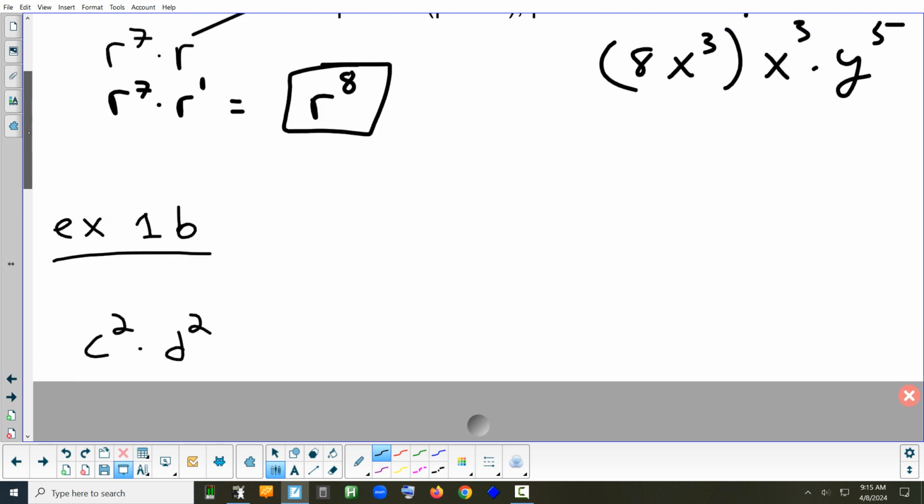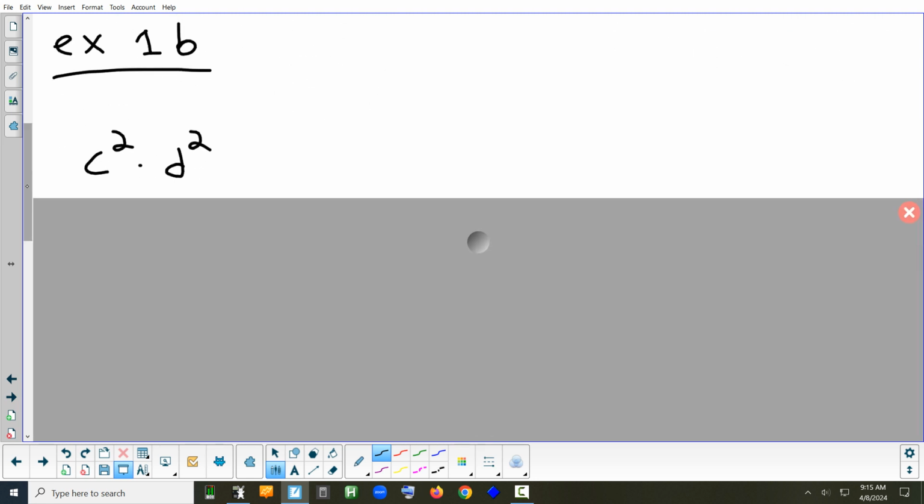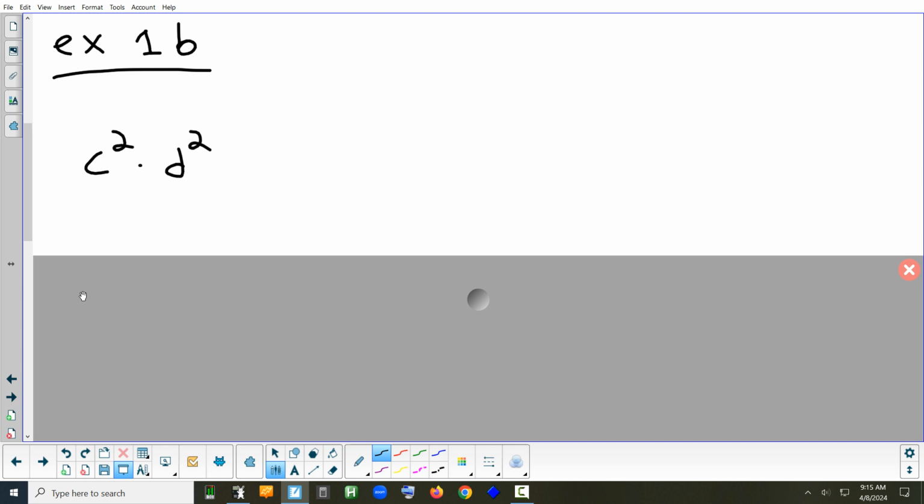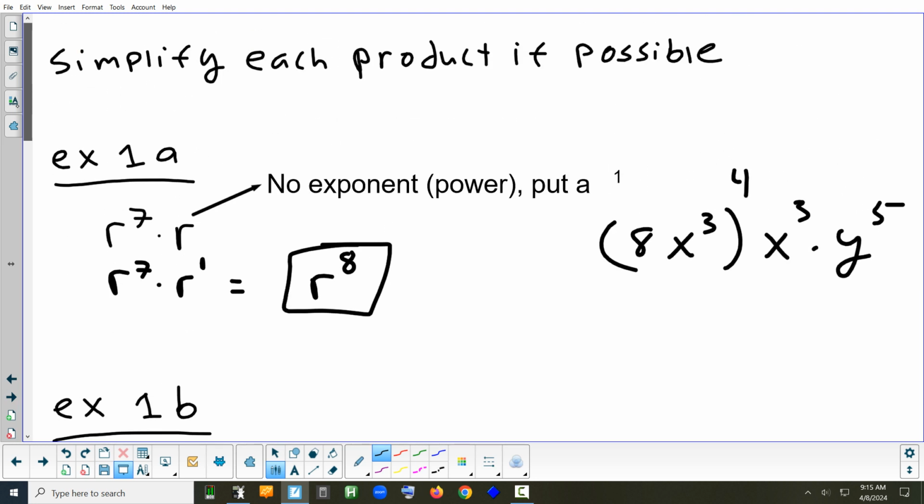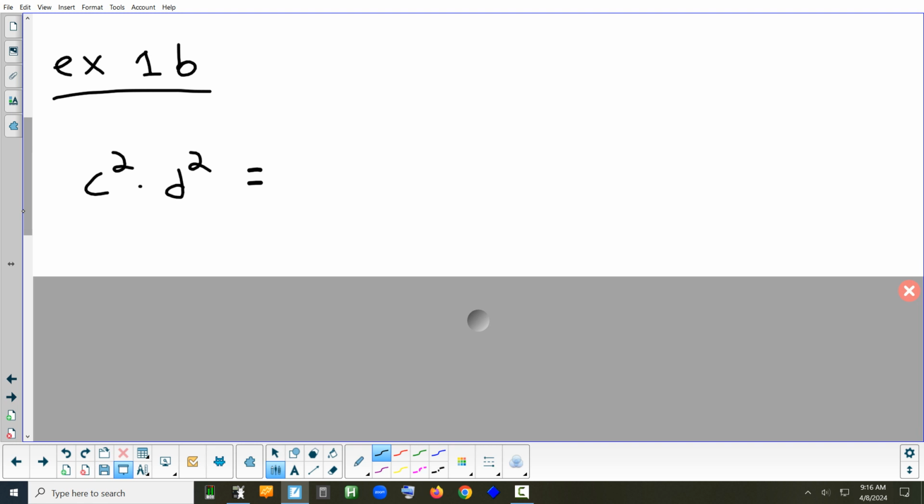All right, so why don't you guys try example 1b. So c squared times d to the second. And remember the directions: simplify if possible. Okay, so does anybody have any thoughts about example 1b?